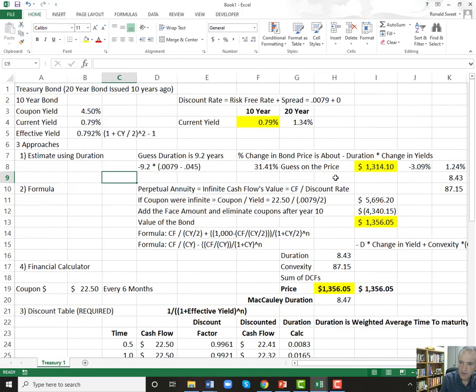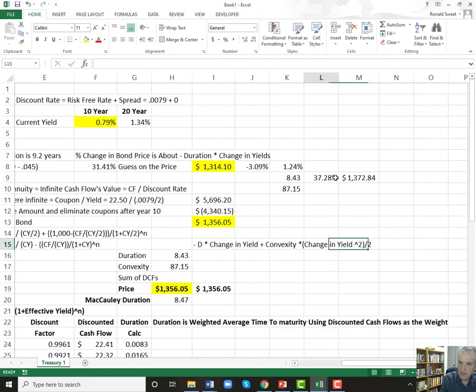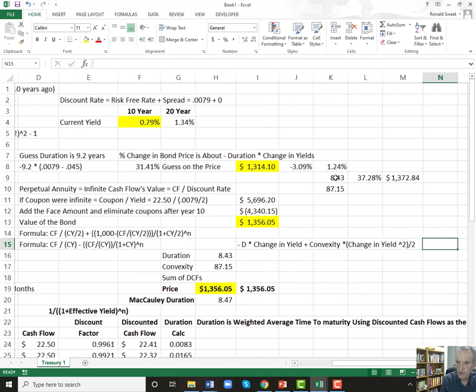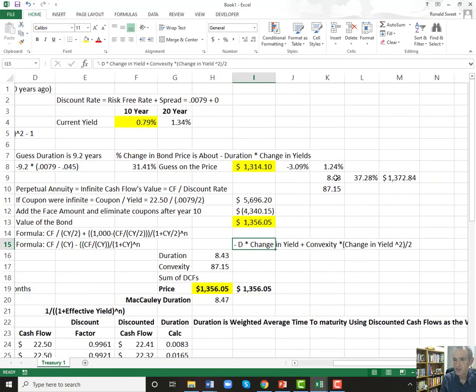And these formulas are great formulas. Not many undergraduate students know this, but if you get in an interview, they're going to assume you know this first part of this formula: minus duration times the change in yield.